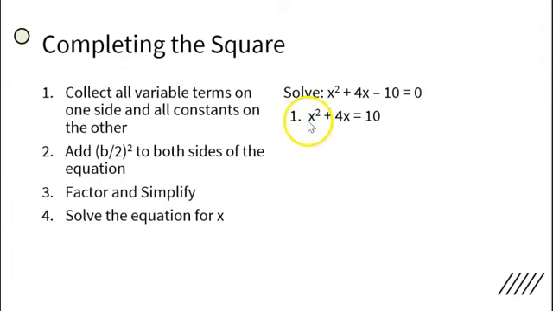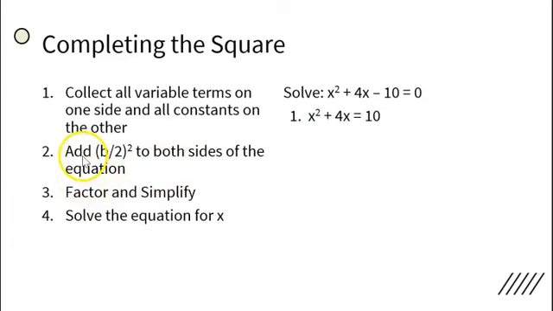Next, I should make sure that there is no number in front of my x squared. In this case, there isn't one, but if x squared had a coefficient, I would need to divide every single term, everything, by that number. So if there was a 3 here, I would end up with 4 divided by 3 and 10 divided by 3. In this case, there isn't one, so I don't have to do that.